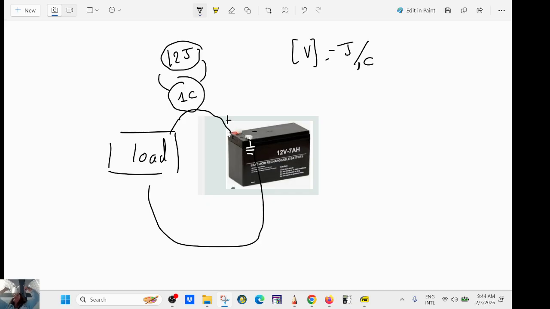Each one of them has an energy of 12 joules delivered to the load, and then they come back with nothing, and then they get a boost again. It's like a pump. Okay? But in reality, it's really the electron.